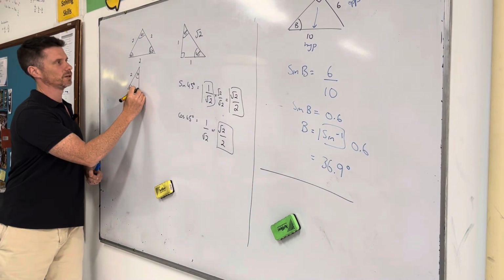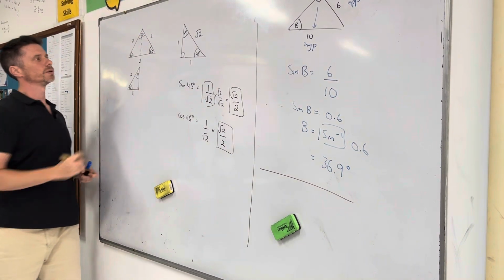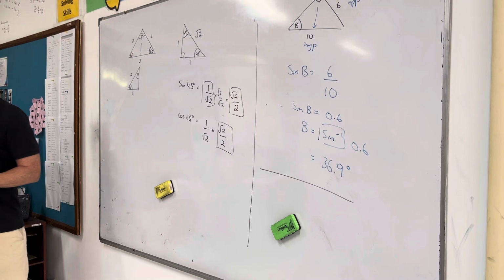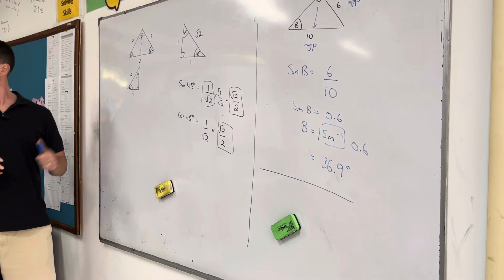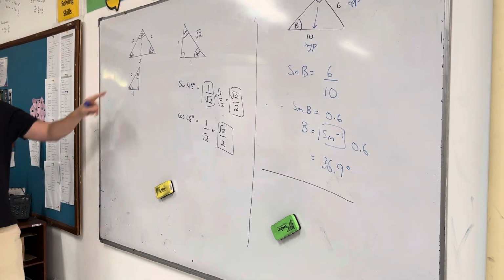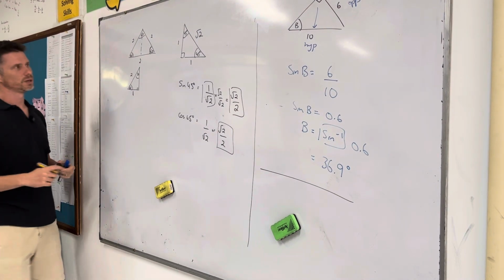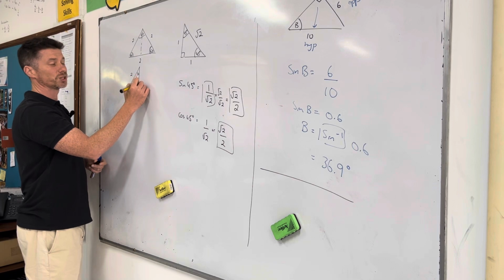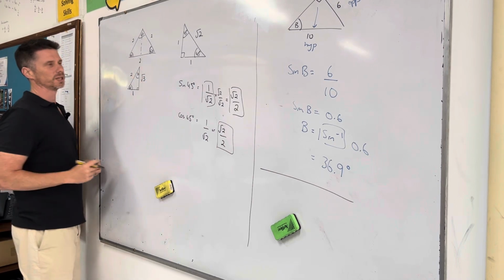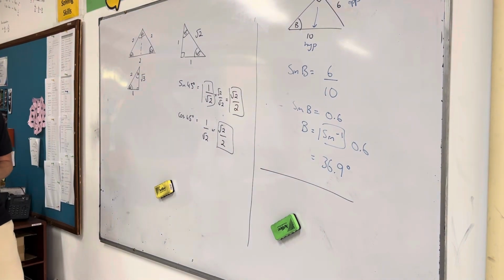This is a right angle here, so I'll split this perfectly in two. So it'd be this squared minus this squared, which is 4 minus 1, root 3. Yes, using Pythagoras, I can find that to be root 3.